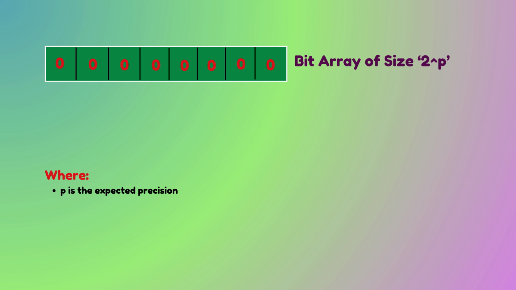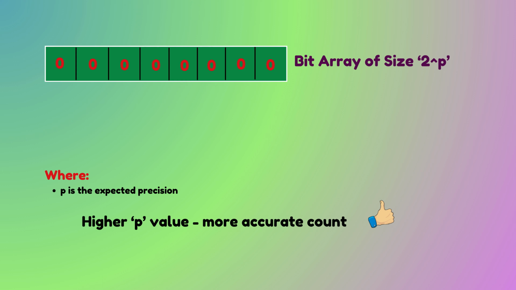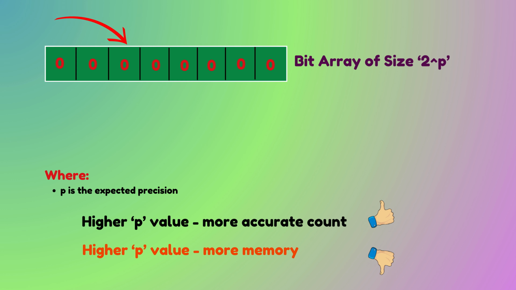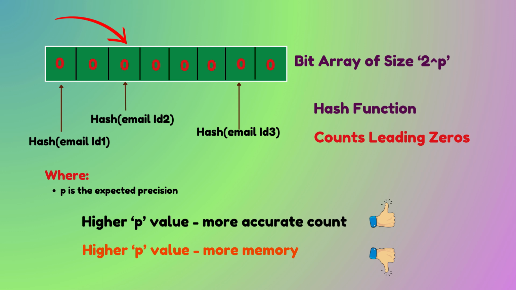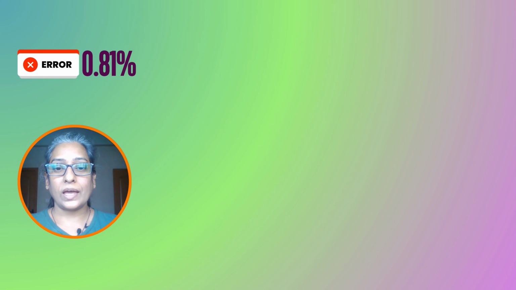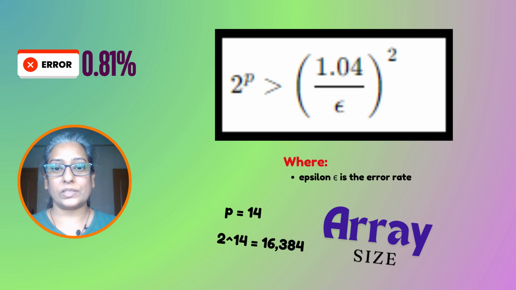Let's understand how HyperLogLog works. To begin with, HyperLogLog is initialized as a data structure with a fixed size array of 2 to the power of p elements, where p defines the precision. The higher the value of p, the more accurate the count, but at the cost of using more memory. Each element of the array starts at 0 and tracks the number of leading zeros from the hash of each input. For example, if you allow an error rate of 0.81%, that is less than 1%, the precision value p is determined using the formula shown here.